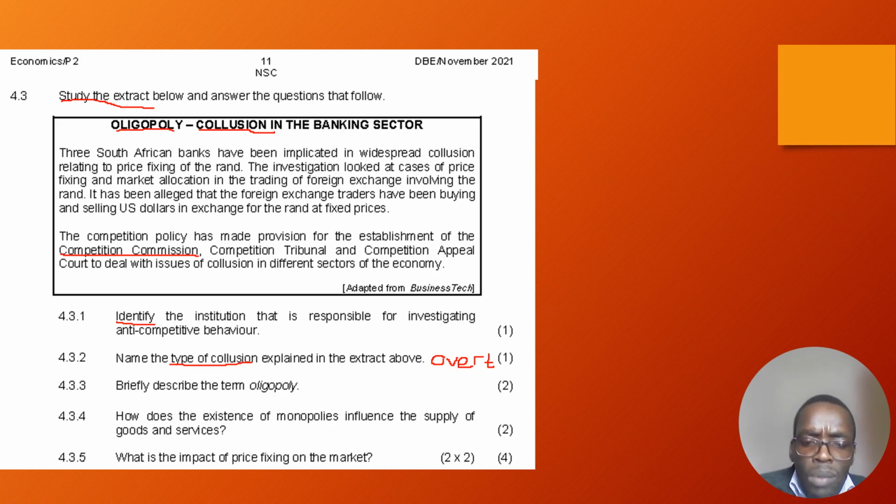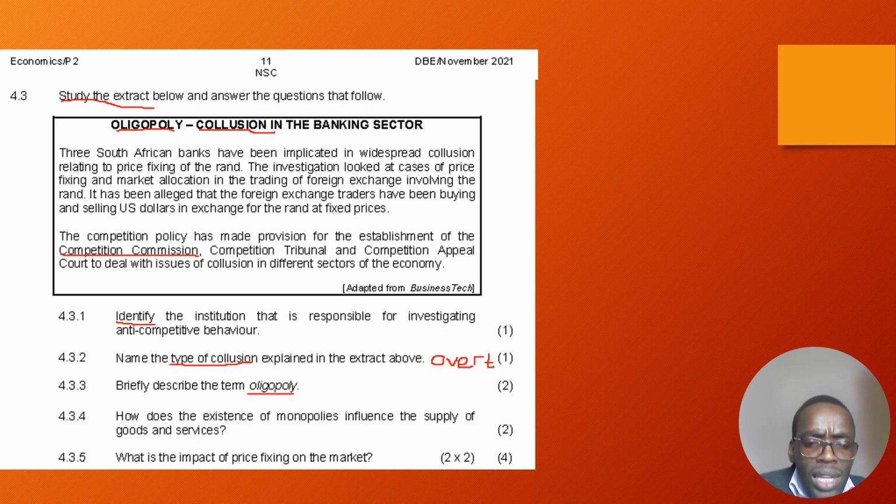Briefly describe the term oligopoly. Now when you say oligopoly, we are saying this is a market structure that is dominated by a small group of firms, or a few large firms. Okay, we have few large firms that dominate in that particular market, and we say that one is called the oligopoly market. So it's a market structure where we have a few dominant firms in that particular market. Okay, so if you said it's a market structure where we have few dominant firms, then you are going to get your 2 marks there.